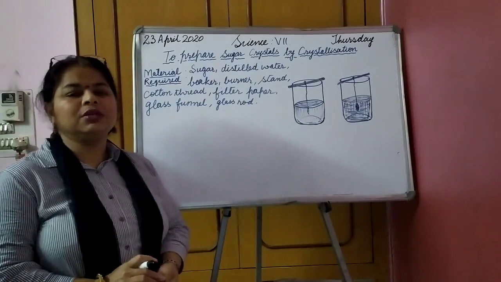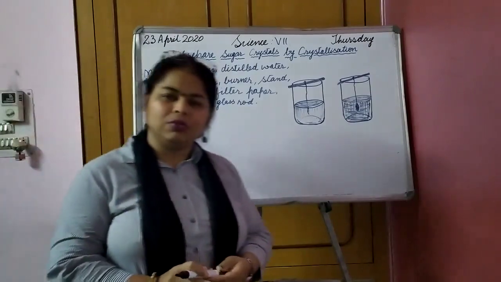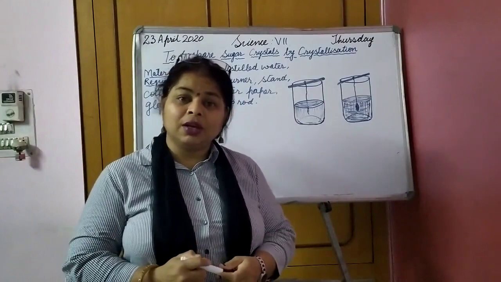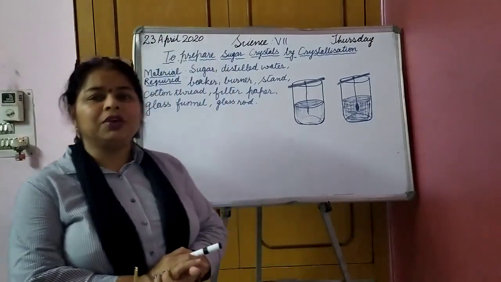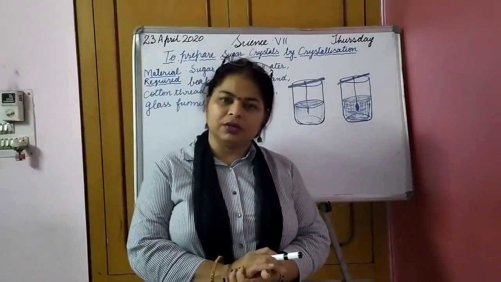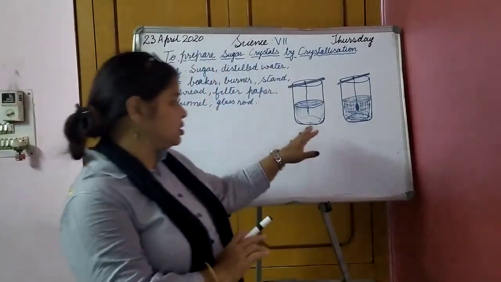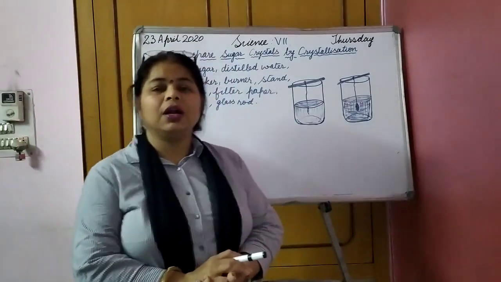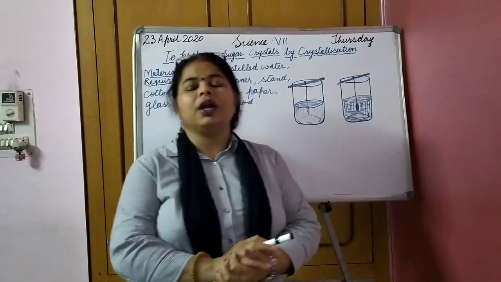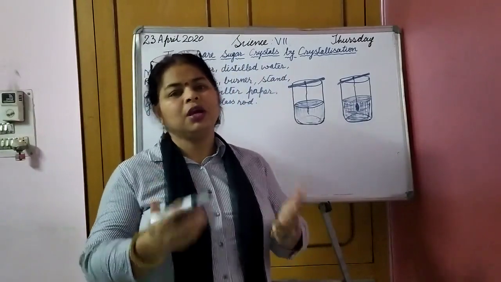Okay, now what is the procedure? How to perform this activity? In the initial step, first we are going to take about 100 ml of water in a beaker. See, this is the beaker, a glass container which is used in laboratory experiments. So 100 ml of water is taken into the beaker.